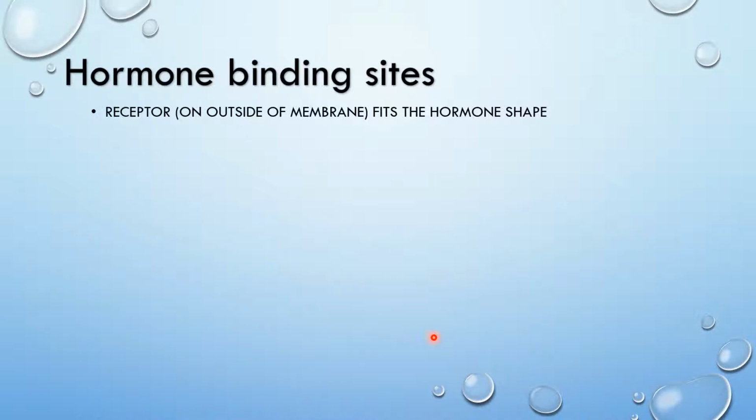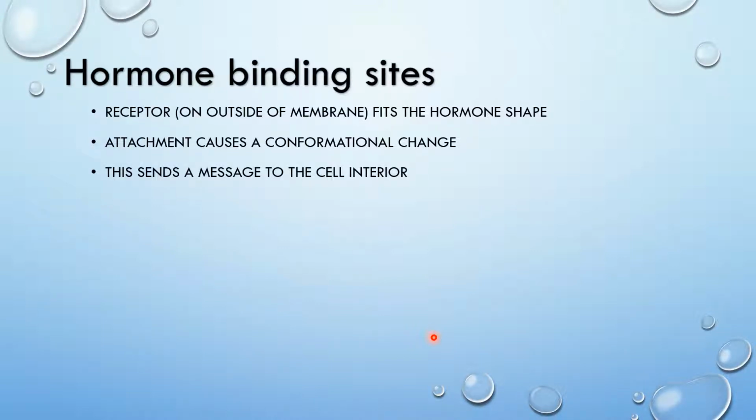Membrane proteins are also hormone binding sites. The receptor on the outside of the membrane fits the hormone shape. The receptor is a protein, and the attachment of the hormone to the receptor causes a conformational change, and this sends a message to the cell interior.